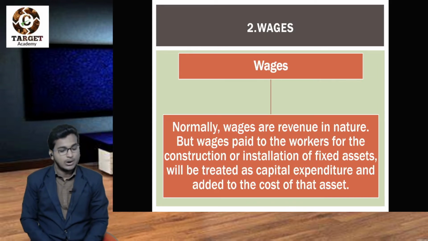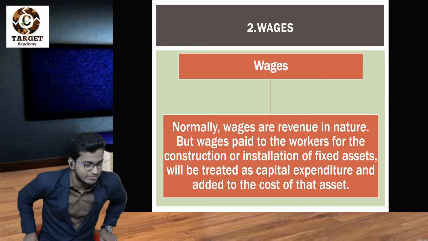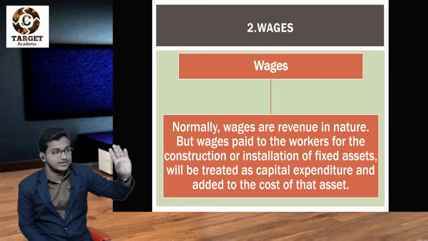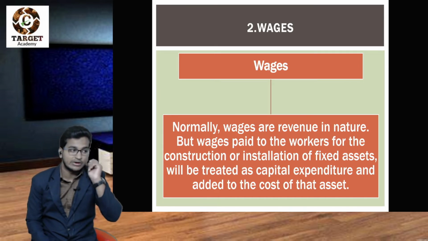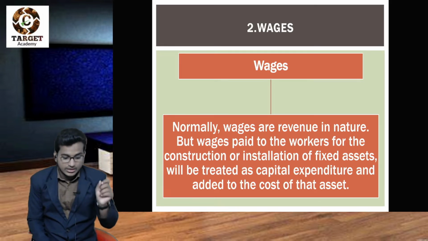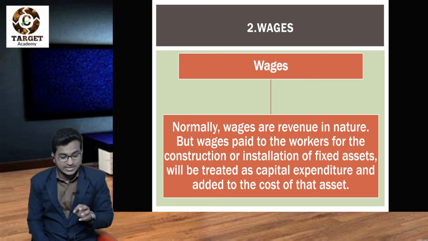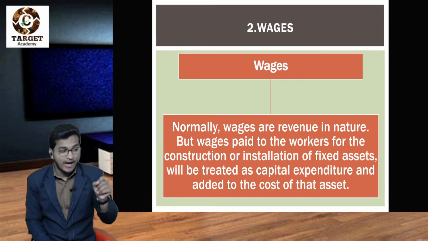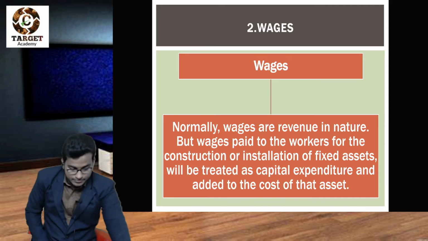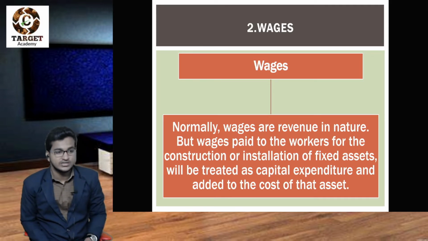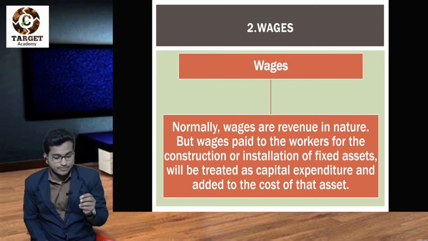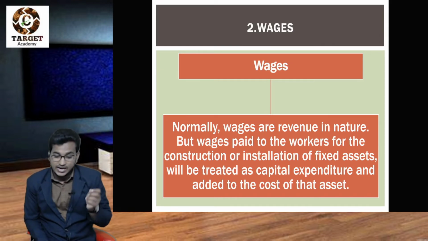Next one, wages. Wages are normally a revenue nature, that means revenue expenditure. Because this is revenue, it will come under trading account debit side, to wages. If you remember, trading account debit side, to wages. But if those wages are related to the construction or installation of fixed asset, then that is capital expenditure. Normally they are a revenue expenditure. If that expenditure is related to the construction or installation of fixed asset, that is capital expenditure.